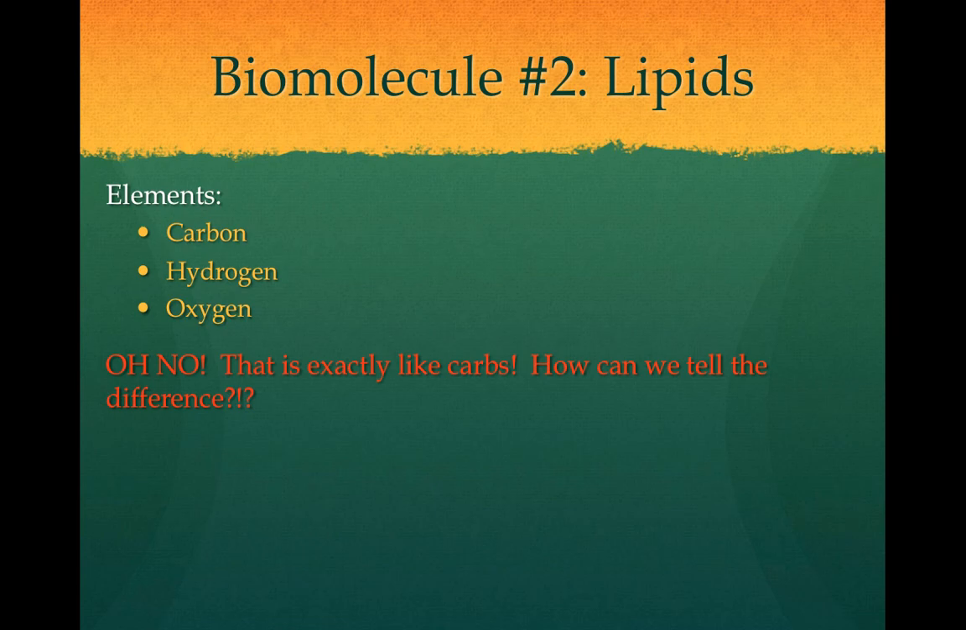Remember, carbs were found in ring shapes like pentagons or hexagons and in a 1 to 2 to 1 ratio. Lipids are not going to be like that. We find lipids in very long chains, and the 1 to 2 to 1 ratio is not a thing here. So we're going to have lots of carbon, so I'd put maybe a little star next to carbon, and lots of hydrogen, and just a little bit of oxygen, in very, very long chains.